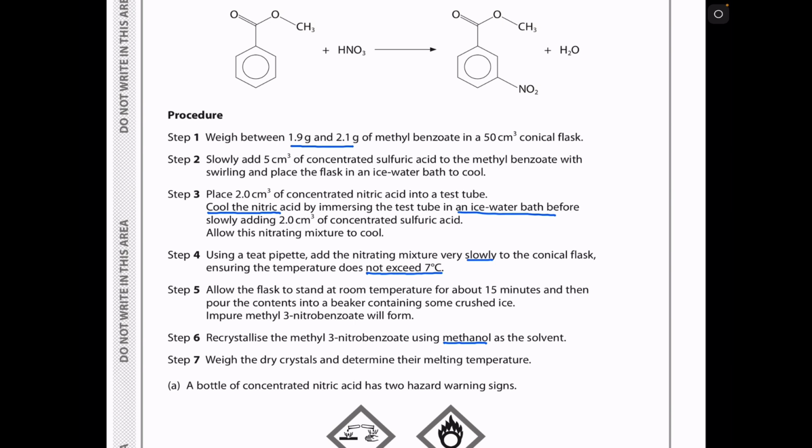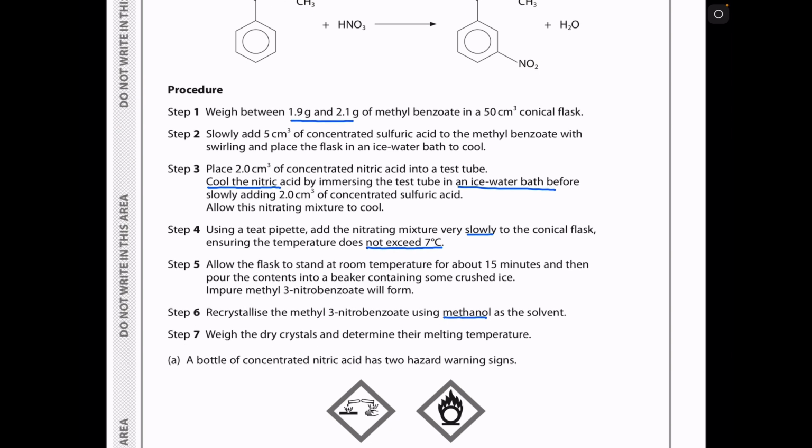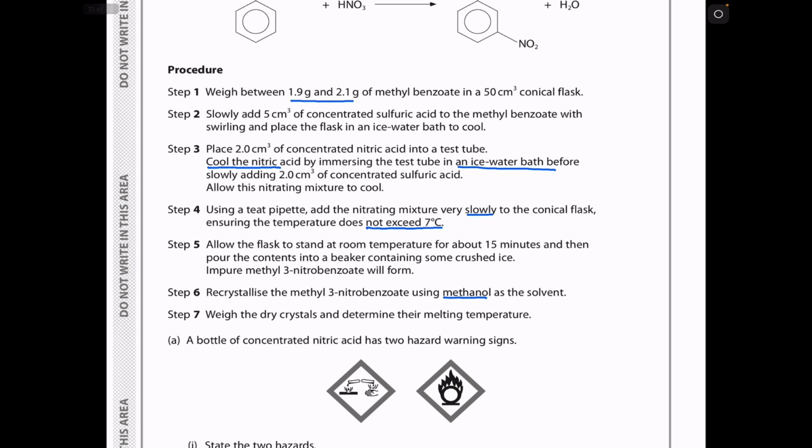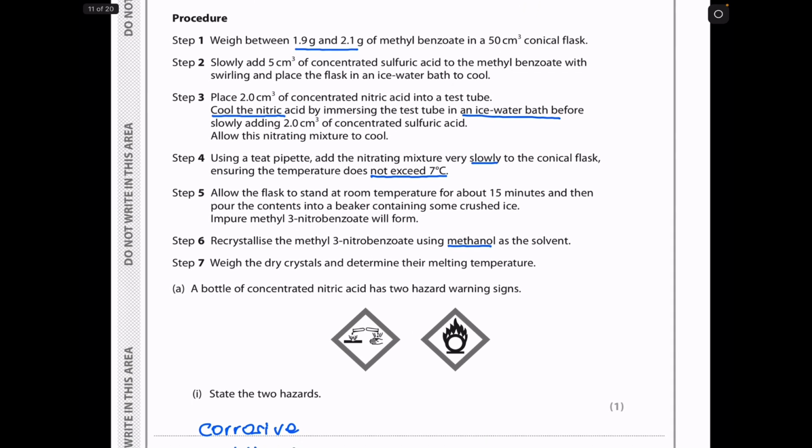Then place 2 centimeters cubed of concentrated nitric acid into the test tube. Cool the nitric acid by immersing the test tube in an ice water bath before slowly adding 2 centimeters cubed of concentrated sulfuric acid. Allow this nitrating mixture to cool. Then using a teat pipette, add the nitrating mixture very slowly to the conical flask, ensuring the temperature does not exceed 7 degrees Celsius.